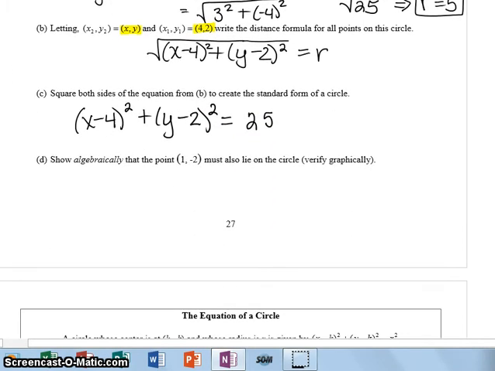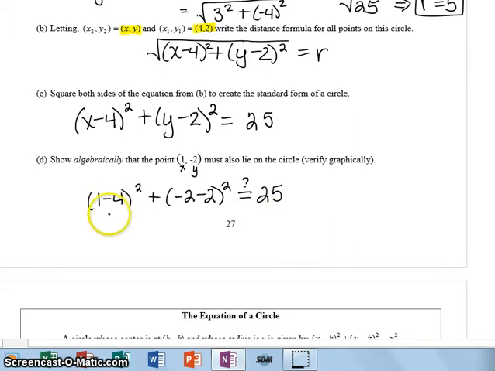Part D. Show algebraically that the point 1, negative 2 must also lie on the circle. This becomes the x, this becomes the y. So now we come up to our equation that we found in Part C and plug in 1 for x. We get 1 minus 4 quantity squared plus negative 2 minus 2 quantity squared, and we're checking to see if that's equal to 25. If it equals 25, then you know the point 1, negative 2 lies on the circle.